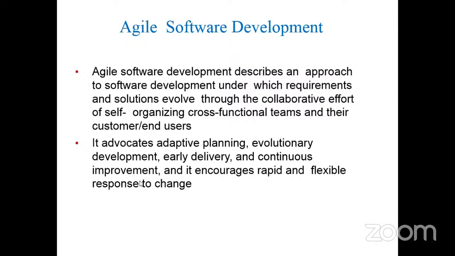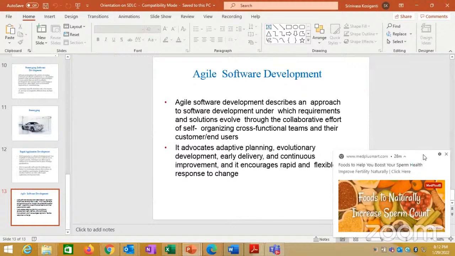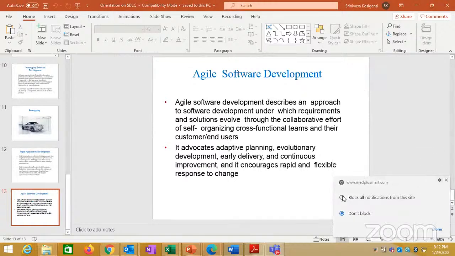Collaboration is important. Collaborating with cross-functional teams is very important. You should be adaptive in nature, flexible while planning, while evolving into the development, with early deliveries, continuous improvements, and rapid and flexible response to change. All these are possible through agile software development. Agile is one important methodology where you are so flexible to the customer that you can accept the changes at any point in time without any hesitation, unlike your waterfall model.